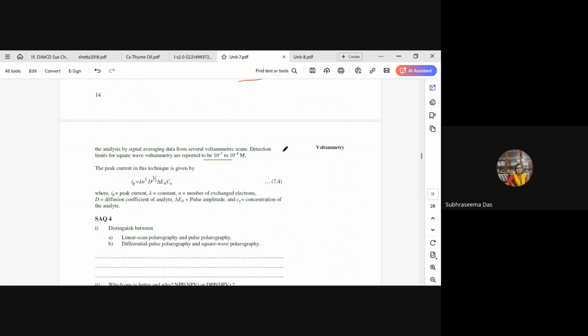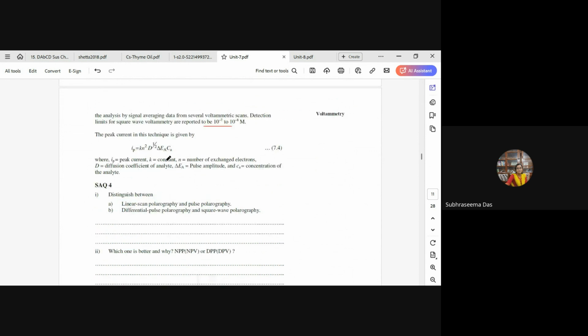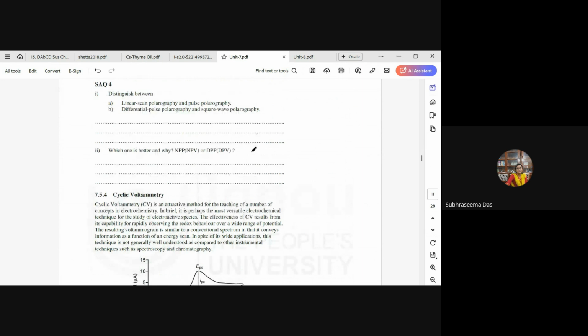The peak current in this technique is given by the formula shown in equation 7.4. Ip represents the peak current, K is a constant, n is the number of electrons involved in the reaction, D is the diffusion constant, delta E represents the difference in pulse amplitude, and Ca is the concentration of the analyte. Using this formula, we can calculate the peak current involved in the voltammetry.